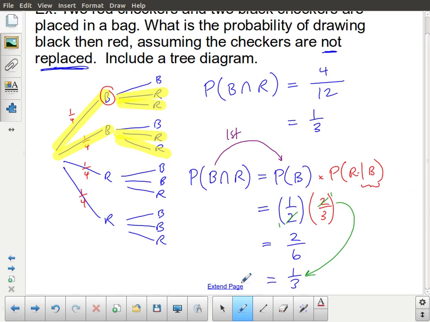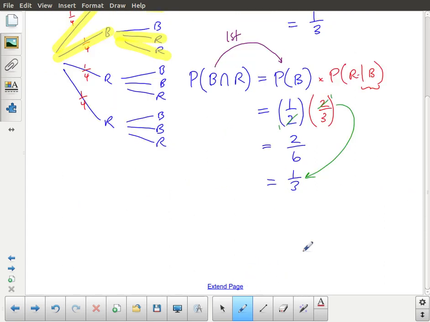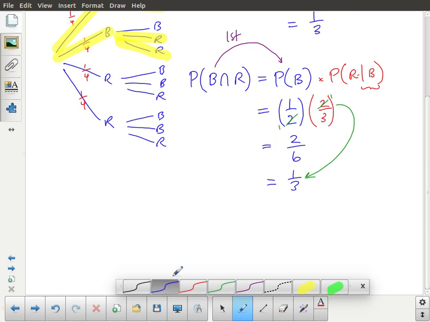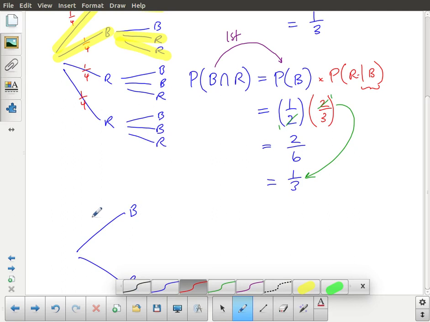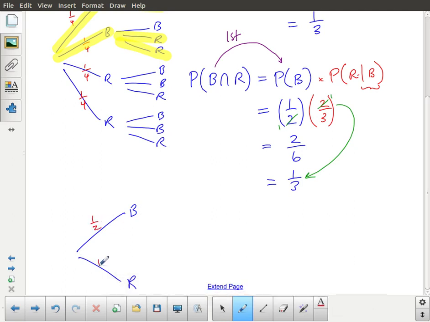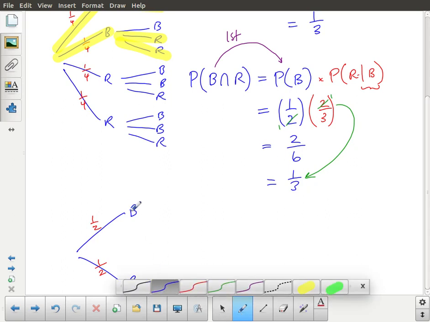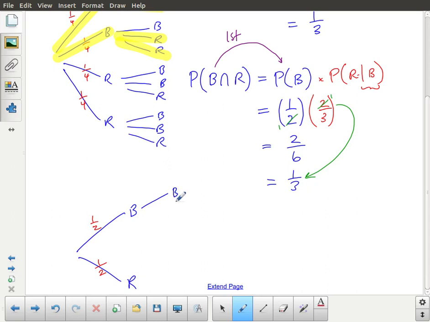And I think the last thing I want to end with here is I want to show you another way that we could have drawn this tree diagram. I could have drawn this with only 2 branches. I could have said I can get a black or a red. And the chance of getting a black is 1/2, and the chance of getting a red is 1/2. And then from there, if I've got a black, I could get a black or a red. I could get a black or a red.